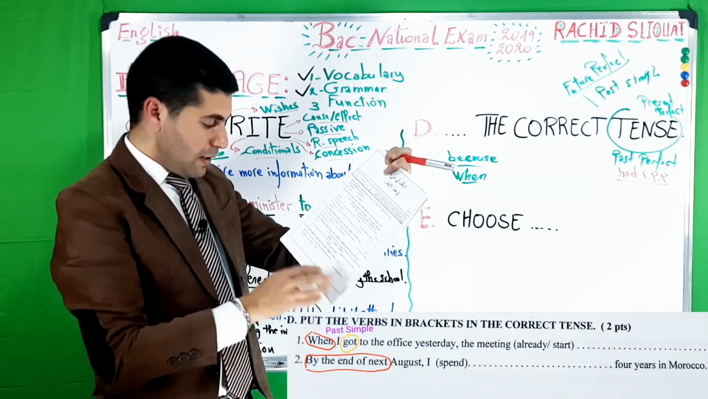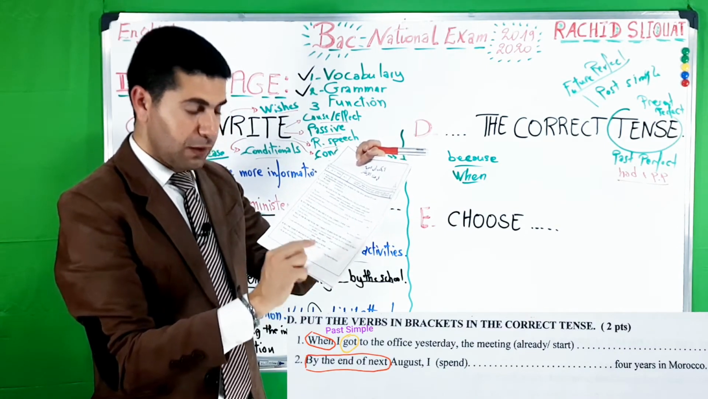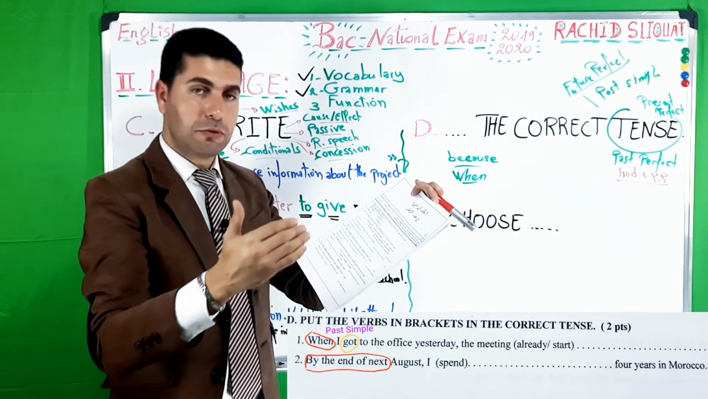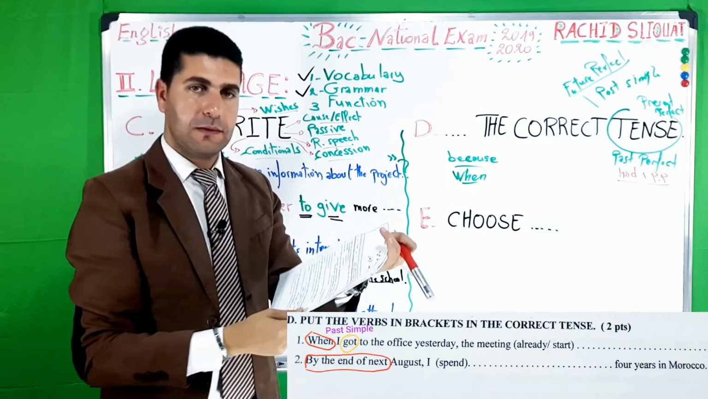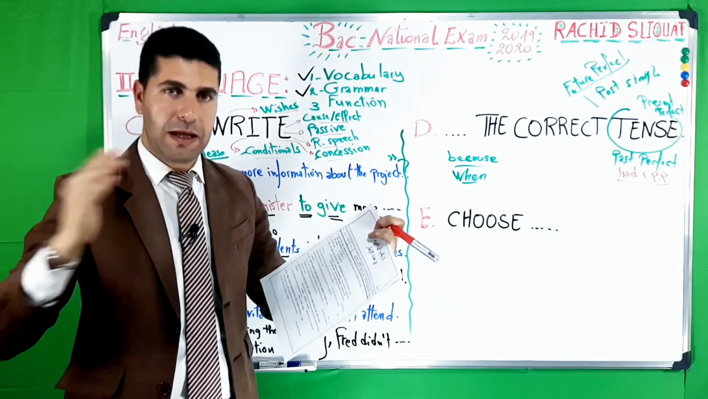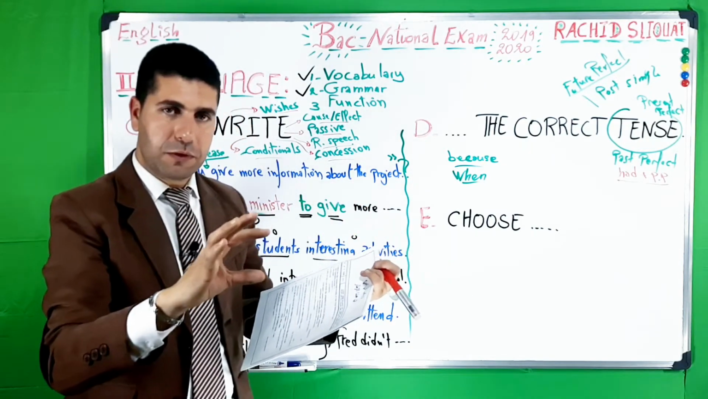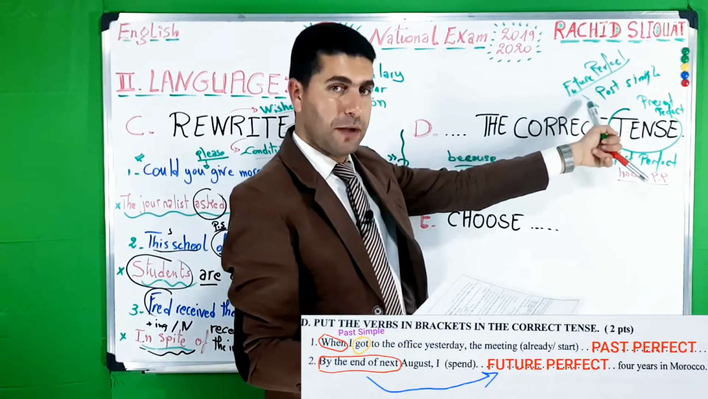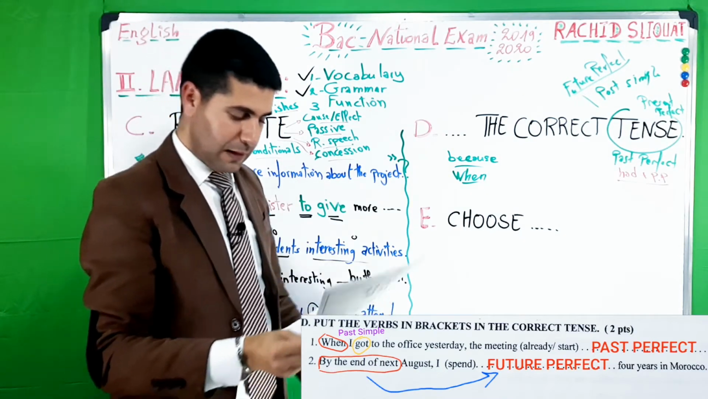Let's see number 2. By the end of next August, I spent 4 years in Morocco. How many actions do we have here? We have one action: spend 4 years in Morocco. And the expression we have is by the end of next August. So here we have the expression by something: by the end of, by June, by August, by the end of this year, by the end of this month. These are expressions, keywords or time expressions of the future perfect. We have already seen this in the future perfect lesson, and in the classroom with my students.